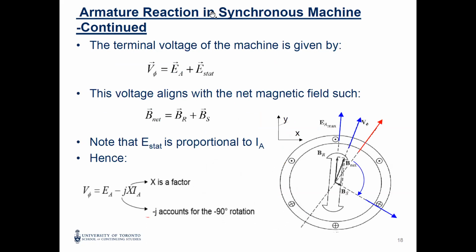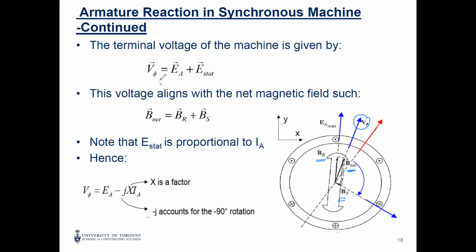And this will be the net reluctance. Sorry, the net flux density, B net. So the one from the rotor, the one from the stator, and the net will give you the voltage.